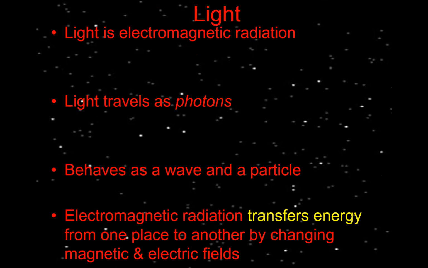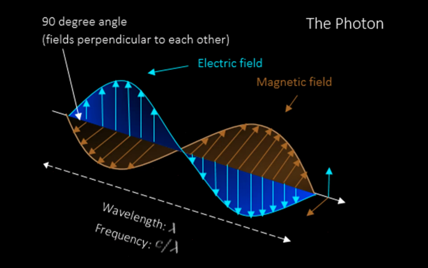So what is light? Light is electromagnetic radiation that moves in the form of what are called photons. And photons behave as both waves and particles. But fundamentally, electromagnetic radiation is a way of transferring energy from one place to another, and light itself is really just a combination of magnetic and electric fields that are varying with time.